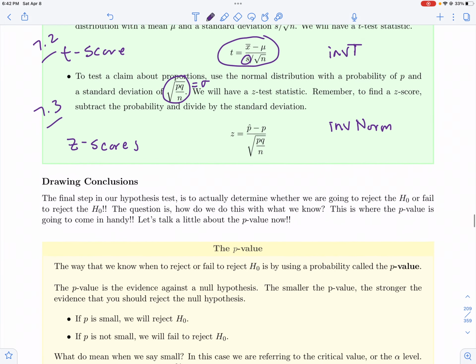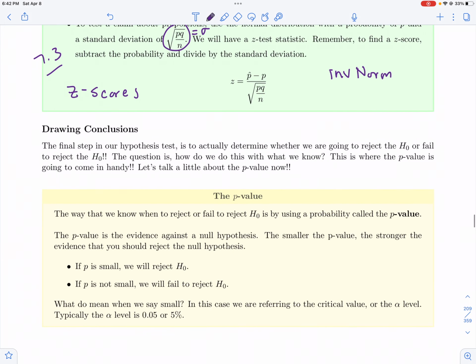All right. So finally, when it comes to drawing our conclusion and trying to figure out whether we're going to reject H naught or fail to reject H naught, it is going to come down to this probability that we call the p-value. And I'll show you how to do this using our calculator. And technically we've already done it, but we'll see it in action in 8.4 as an example.